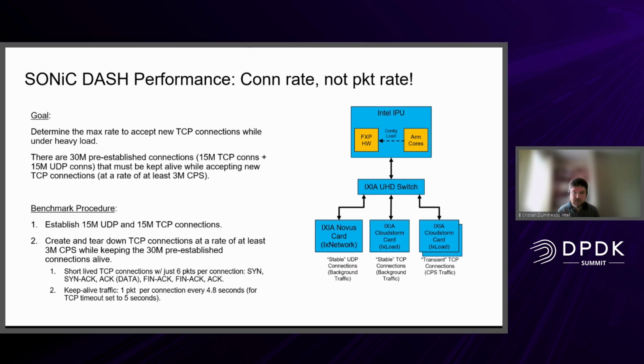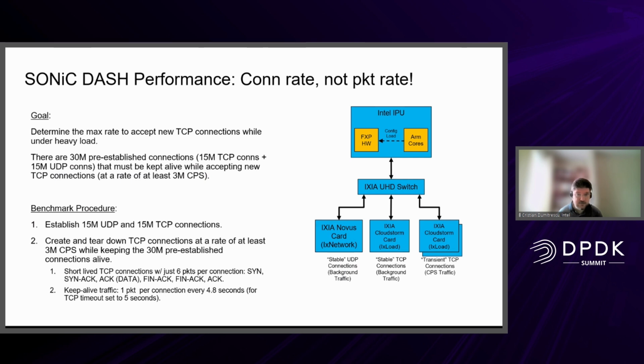Essentially, we need to handle packets for the background connections. We need to keep them alive, otherwise they will expire and get removed, and the test will fail miserably. And we also need to add more connections that are short-lived, because to measure the rate, we have to have short-lived connections that are added quickly and removed quickly as well. We use all these Ixia cards to do UDP traffic or background UDP traffic, background TCP, and also the transient, short-lived TCP connections, which we call the CPS traffic.